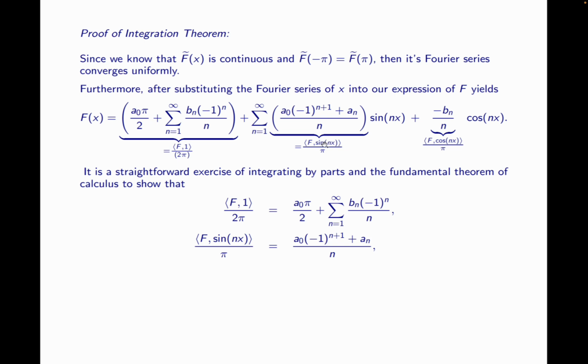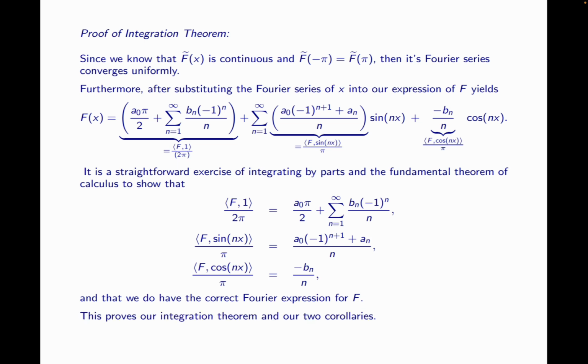This term does in fact equal what the coefficients of the sine terms ought to be, and same thing with the cosine terms. We won't get into the proof because, as I mentioned, it's just integrating by parts, and I will leave it up to the viewer. But by showing that these equalities are true, we prove that these terms do in fact converge as they should, and that they're equal to the correct Fourier series. So we actually do get the Fourier series of the antiderivative big F. This proves the integration theorem, and it also proves the two corollaries that follow from it.